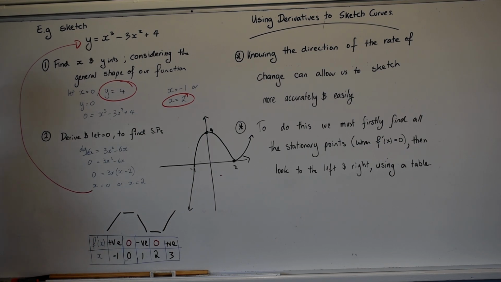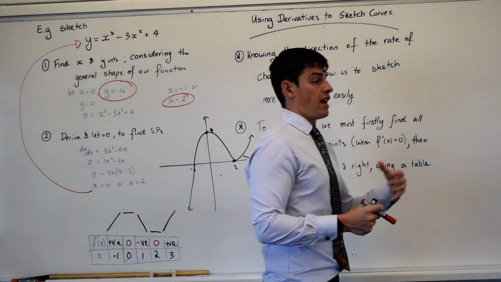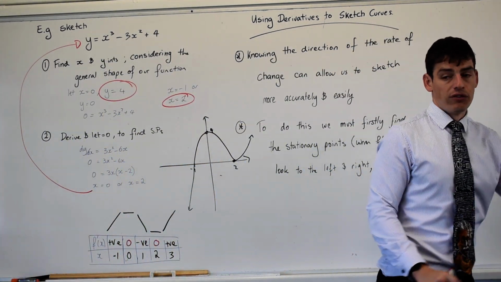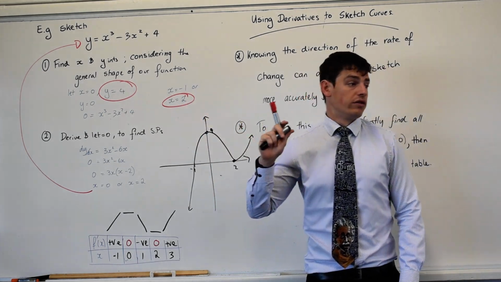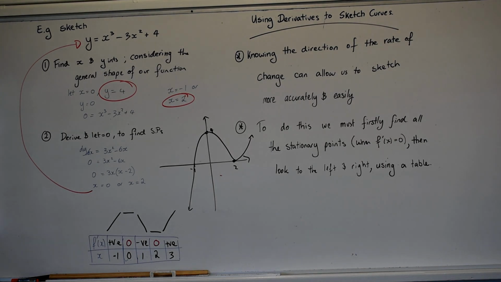Lovely. Happy with that? So this is the why we do it, the chain rule, so that's the how we do it. So when we learn all the derivative rules, this is why we're doing all of this stuff. So we can use the rate of change to help us with our mathematics, and that's just one of the applications.